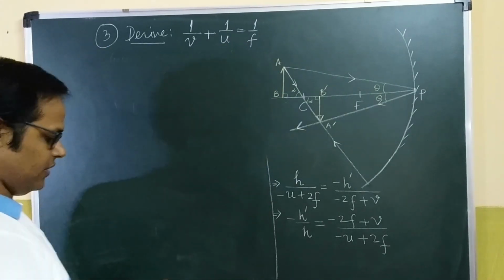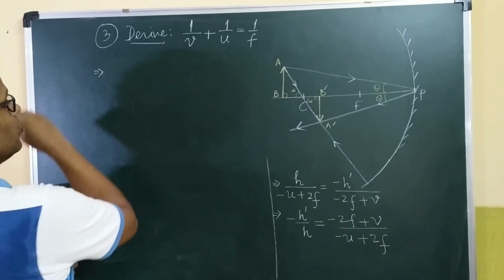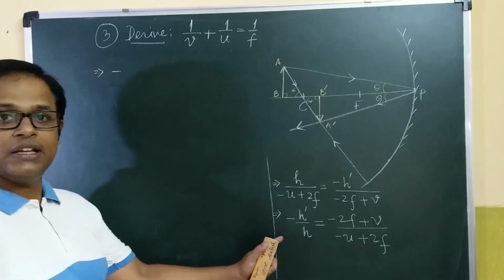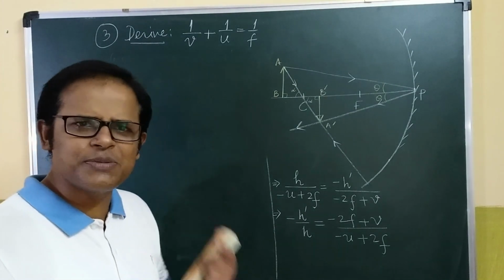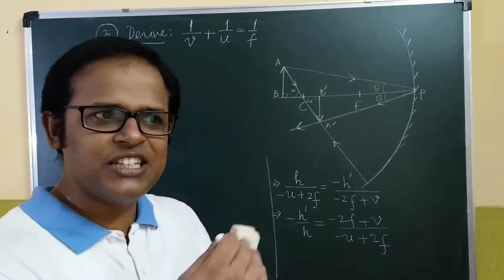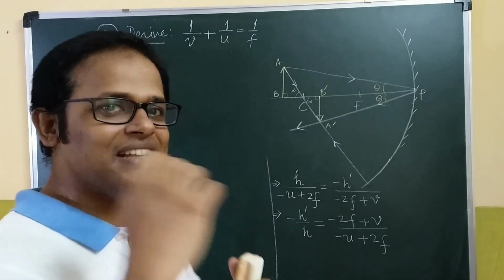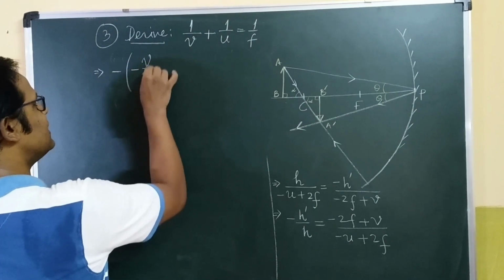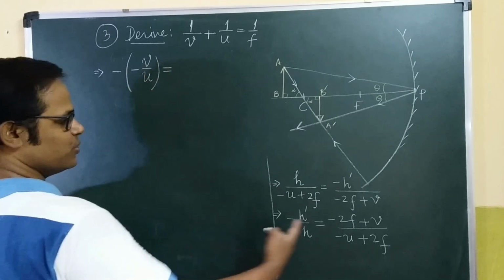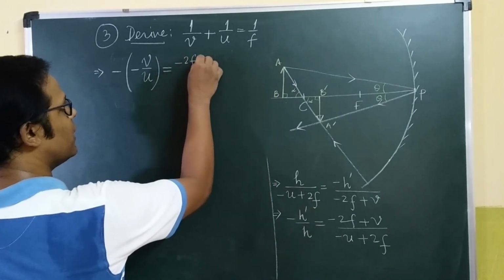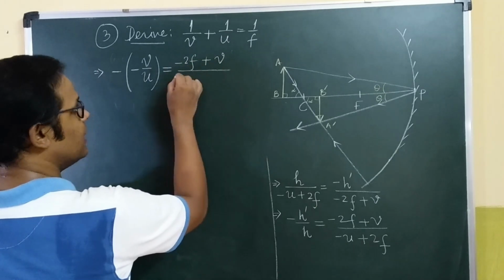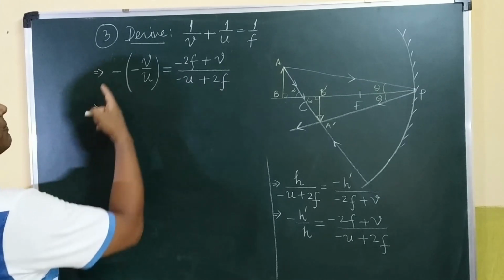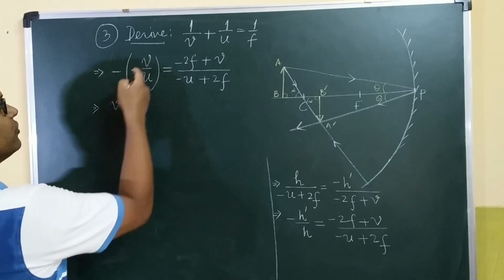So let me quickly finish it off. Minus h dash by h. Minus is there. H dash by h. What did we get for h dash by h, my dear students? Can you recall? H dash by h was equal to minus v by u. So please get it right. Here will come minus v by u equals to the remaining part, minus 2f plus v by minus u plus 2f. Now we will quickly see that minus into minus becomes plus. So you are left with v there.